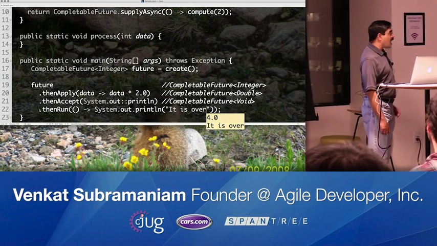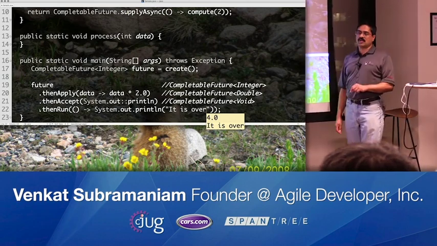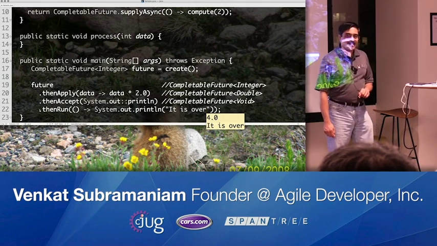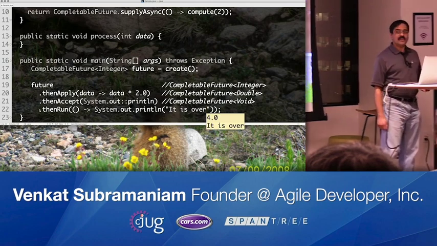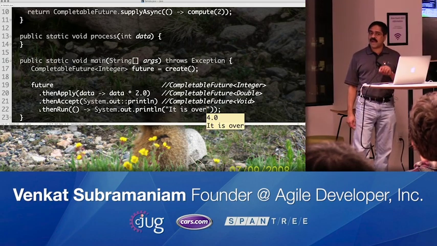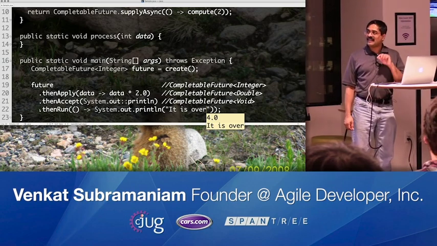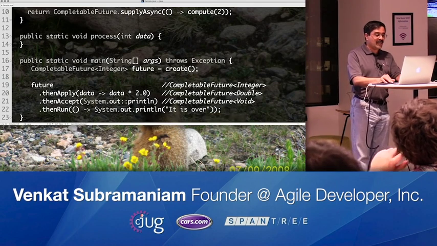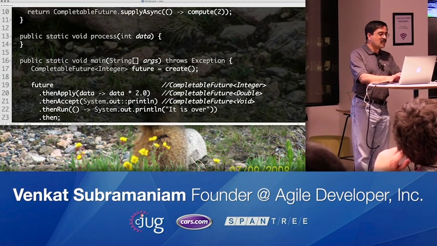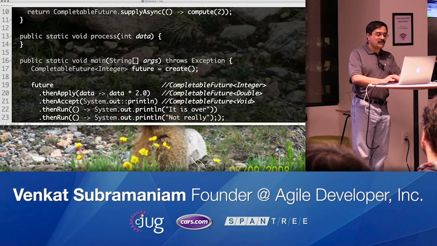But here comes the irony of a completable future. A completable future never completes. It's like the Thanos in the movies. You see the movie and Thanos is back in the next one and in the next one. It's kind of that kind of a villain, right? It never dies. You can never kill it. So if you go back over here, you can say then run, and you can then say over here, not really, right? So it's over, but not really.